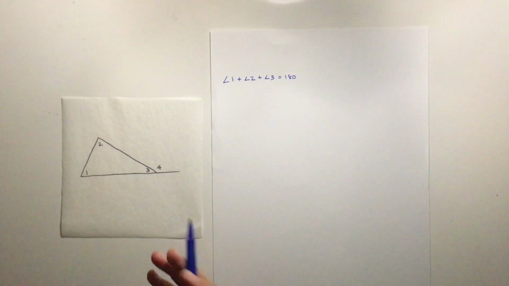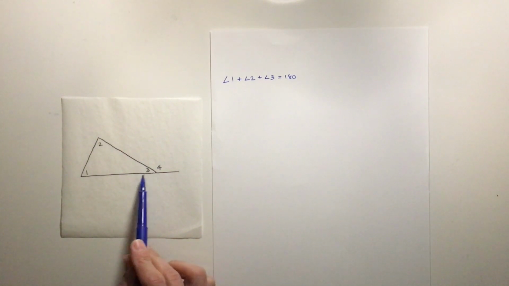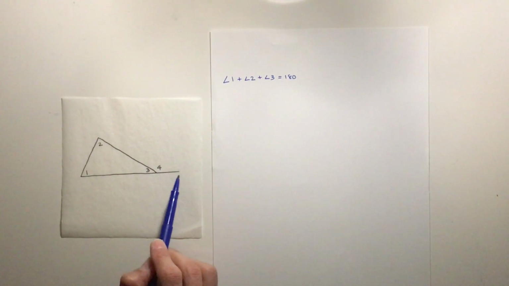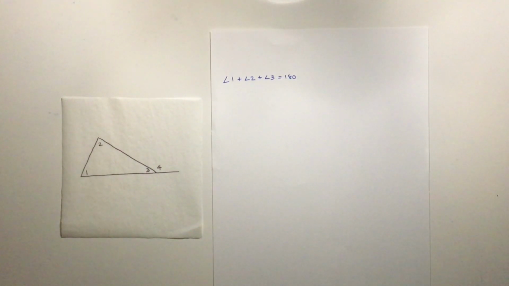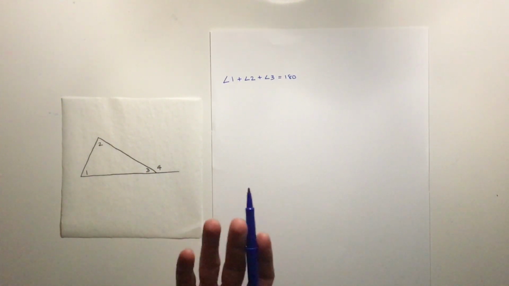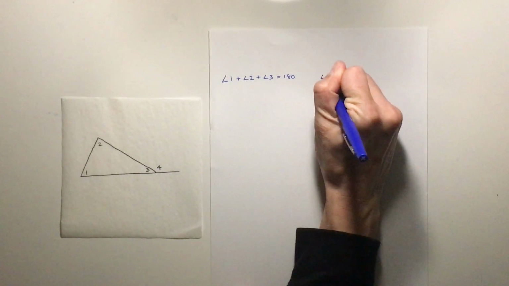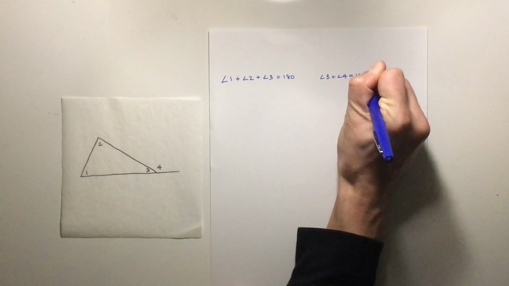Additionally, I am also aware that angles 3 and 4, well, those angles combine to make a straight line, also known as a set of angles known as a linear pair. And when two angles make a straight line, you have a linear pair. Those two angles themselves also add to 180 degrees. So in this case, angle 3 plus angle 4 add to 180 degrees. So I'm going to note that as well. Angle 3 plus angle 4 equal 180 degrees.